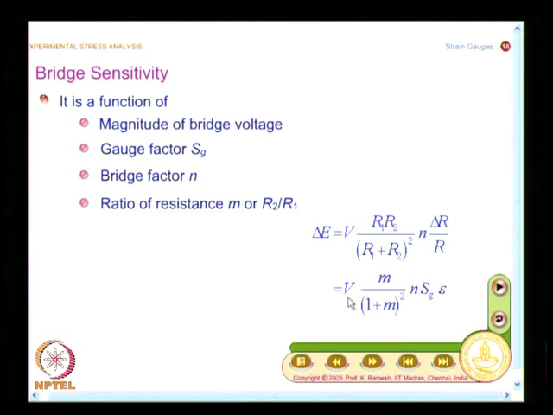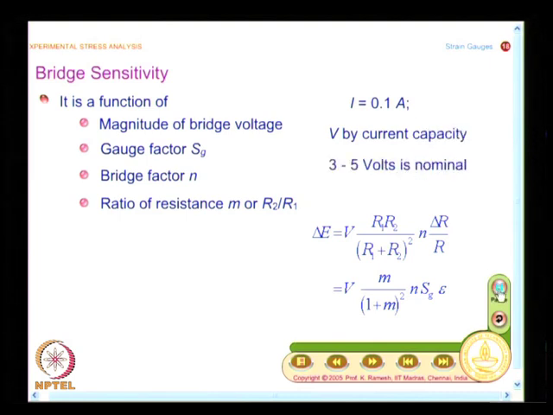and I can also look at what way I can change the voltage. So, you should know the relevant parameters that we can modify to improve the bridge sensitivity. And if you look at the current capacity, it is very small, we are only sending 0.1 ampere, and then the voltage that you are going to energize the bridge is only between 3 to 5 volts. You are not supplying a very high voltage. So, it is a very small voltage.